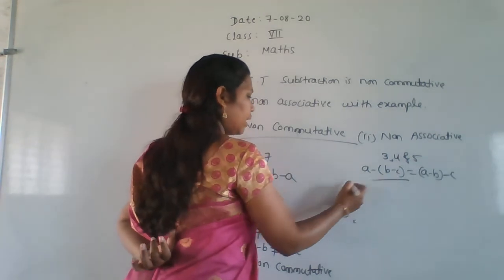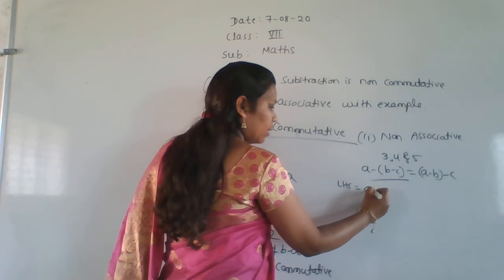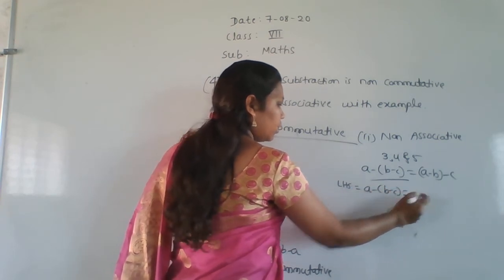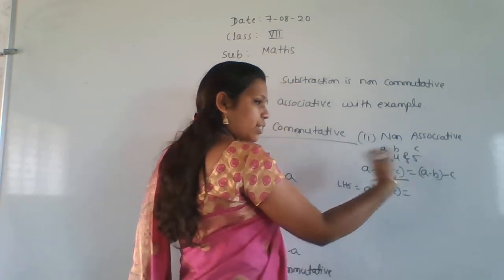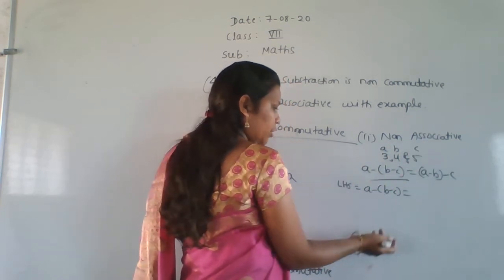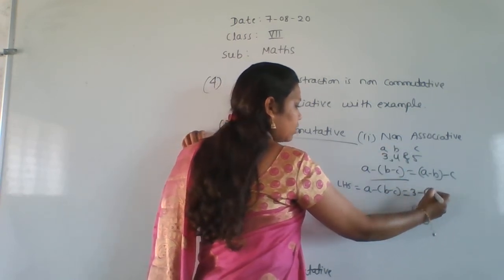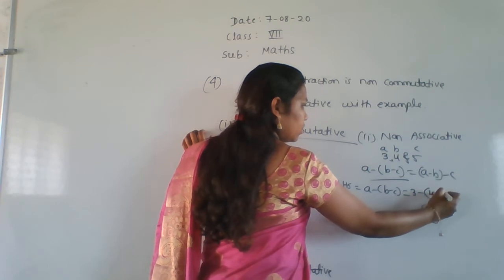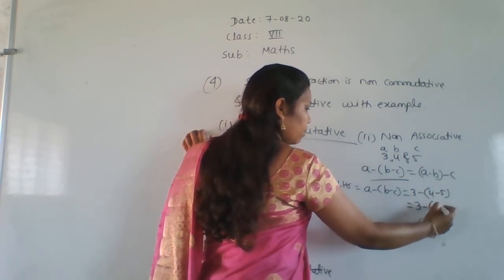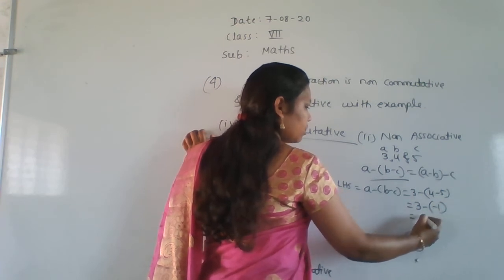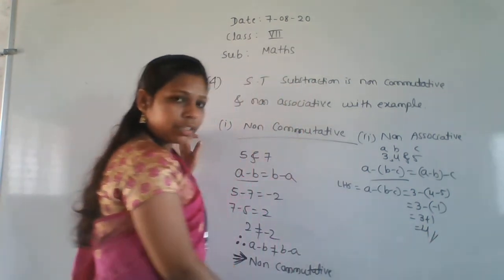We will do the LHS first. That is a minus (b minus c). If you want to, you can exchange the values. So here a is 3, b is 4, c is 5. So what is the answer? 3 minus (4 minus 5), that is 3 minus (minus 1), and minus into minus is plus, so 3 plus 1, that is 4. So this is the LHS answer.